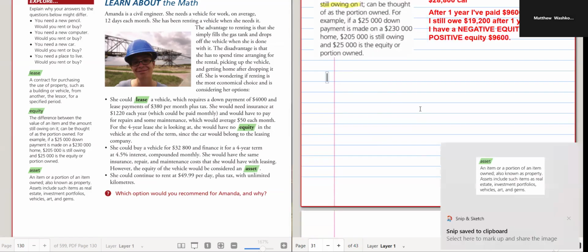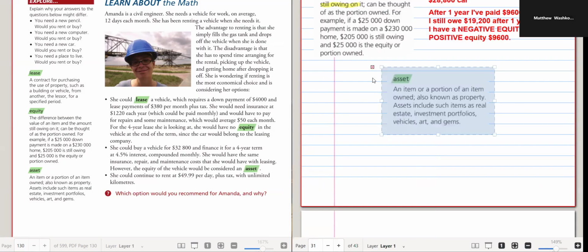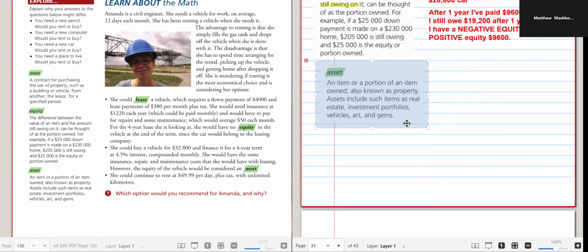Now, we've talked a lot about assets before, so this shouldn't need too much of an introduction here. But what the heck is an asset? Well, an asset is a term or a portion of an item owned. Basically, hey, I have something. It's something of considerable value. Maybe if I go for a mortgage loan, I need to list all my assets. Maybe I own a car or I own some equity of a car. That's an example there.